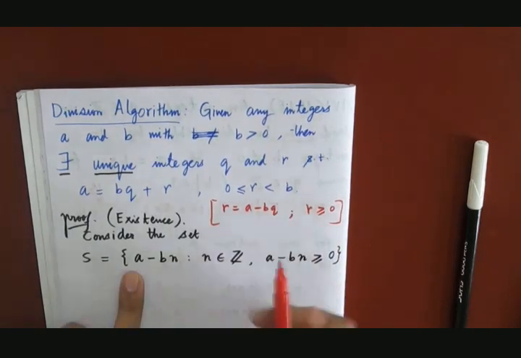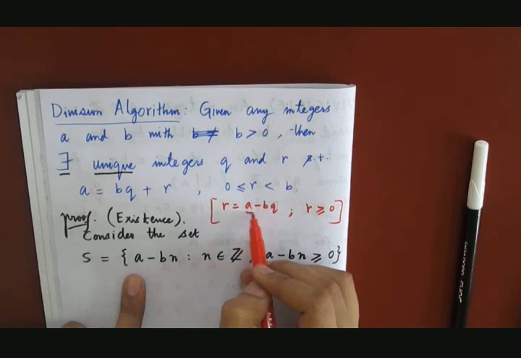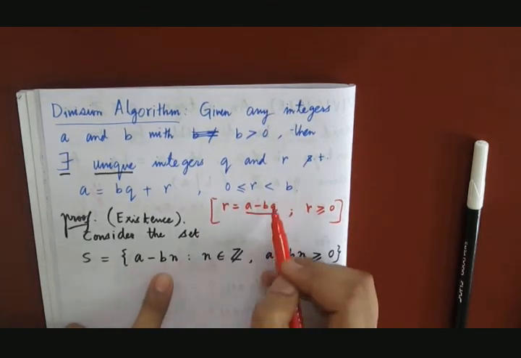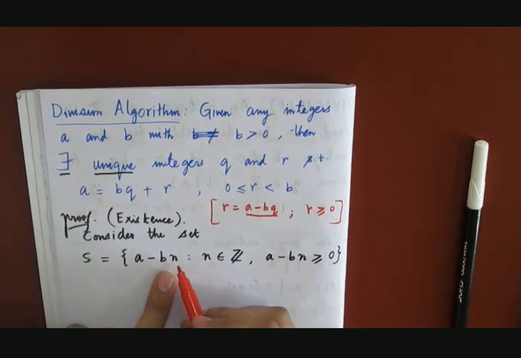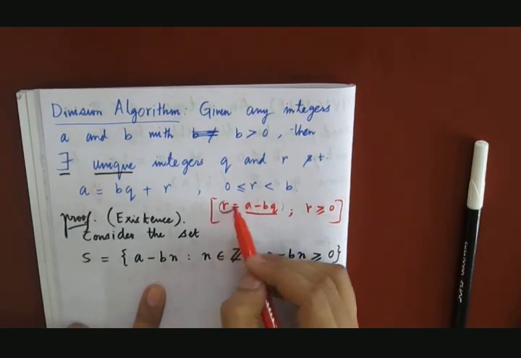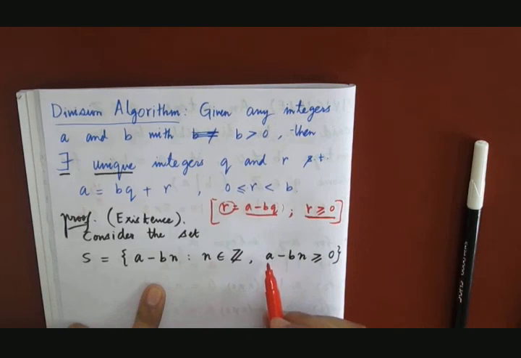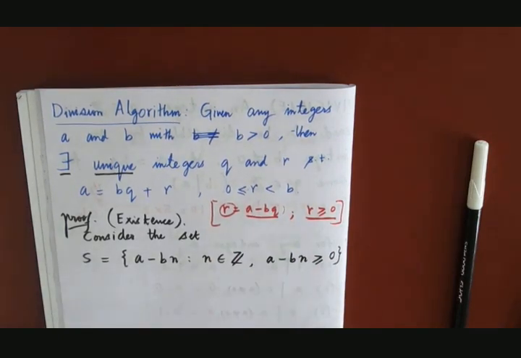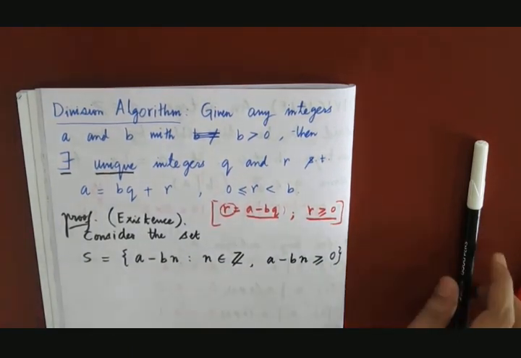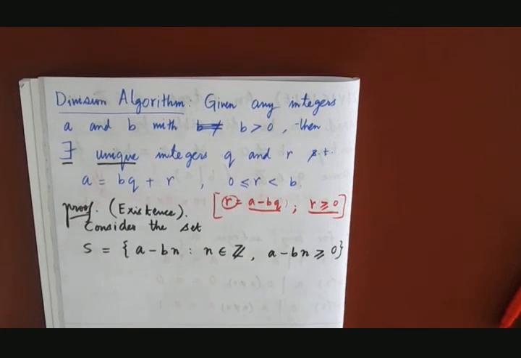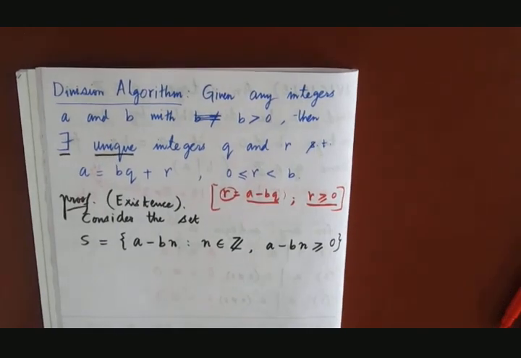So that is the reason I am considering a set of this form A minus B times some integer n. Okay, here it is Q, but I am considering any integer n, and since R is greater than or equal to 0, I am considering this as greater than or equal to 0. I'll prove that this set contains R. We'll prove that. I hope you got my point why I am considering this set. Now firstly I'll prove that S is non-empty. This set contains some element.